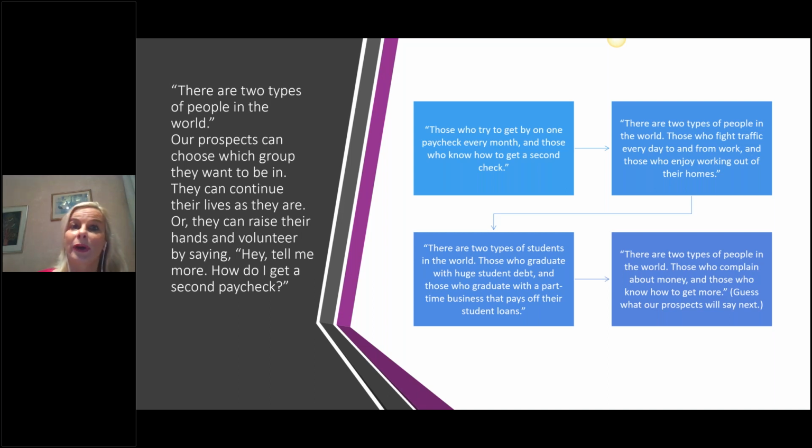Another little words which grab attention. There are two types of people in the world. Are there? What does this say, or what am I wanting to say here? Well, if we throw something like this in when we're talking to somebody, there are two types of people in the world. Okay, what's next? They want to learn more, right? They're not shutting off. So our prospects can choose which group they want to be in. They can continue their lives as they are, or they can raise their hands and volunteer by saying, hey, tell me more, right?